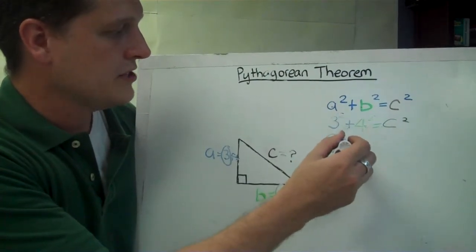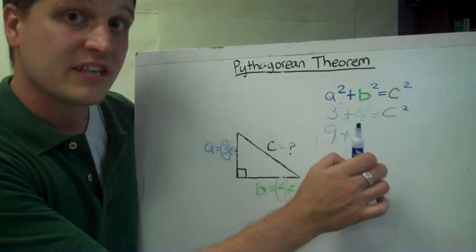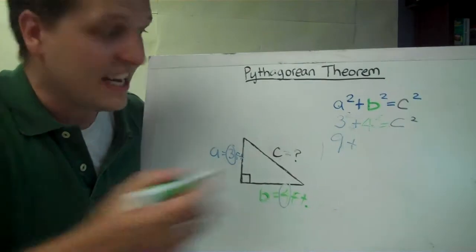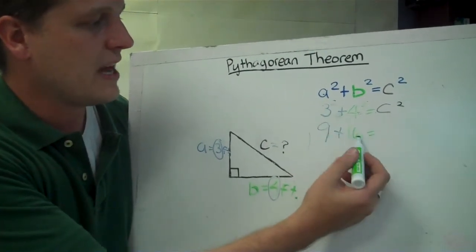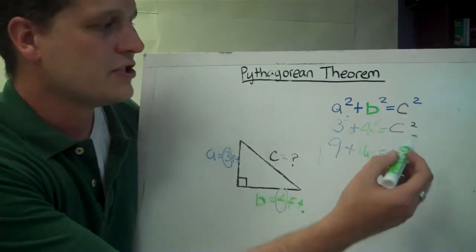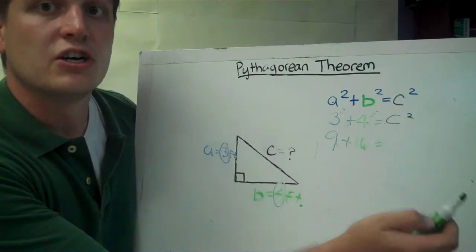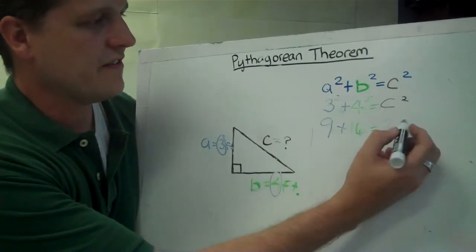So 9 plus, now 4 squared means it's 4 times itself, which is 4 times 4, and that gives us 16. So 9 plus 16, when we add the sums of these squares, is going to give us our c squared. So 9 plus 16 gives us 25. That's right. 25.